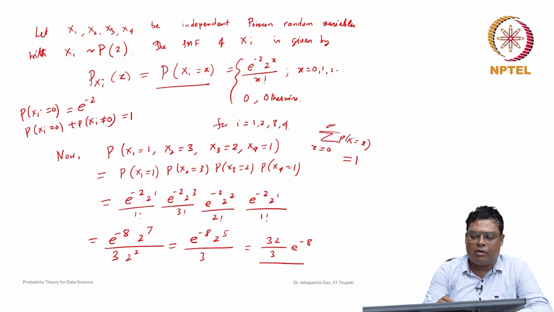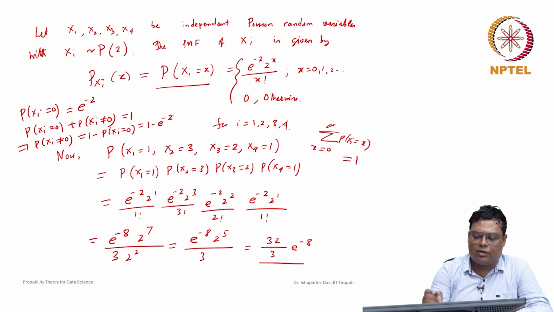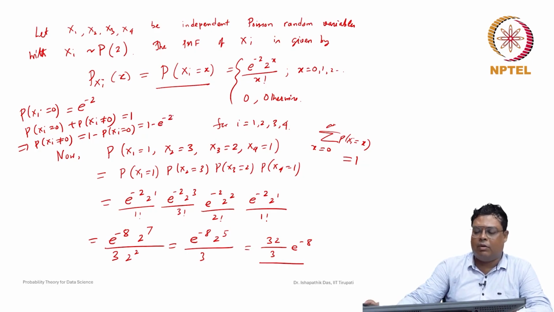Because xi not equal to 0 means it contains the other values 1, 2, 3, 4 like that, which implies the probability that xi not equal to 0, because it is the complement of this event, is a certain event together with it. So the probability xi not equal to 0 is nothing but 1 minus the probability that xi is equal to 0, which is 1 minus e to the power of minus 2. That information we will write, and it is true for i equal to 1, 2, 3, 4.